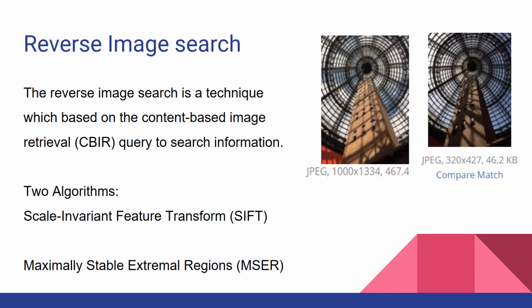There are two algorithms used in the reverse image search technology. The first algorithm is scale invariant feature transform (SIFT). Another algorithm is maximally stable extreme regions (MSER). Next, I will introduce these two algorithms briefly.